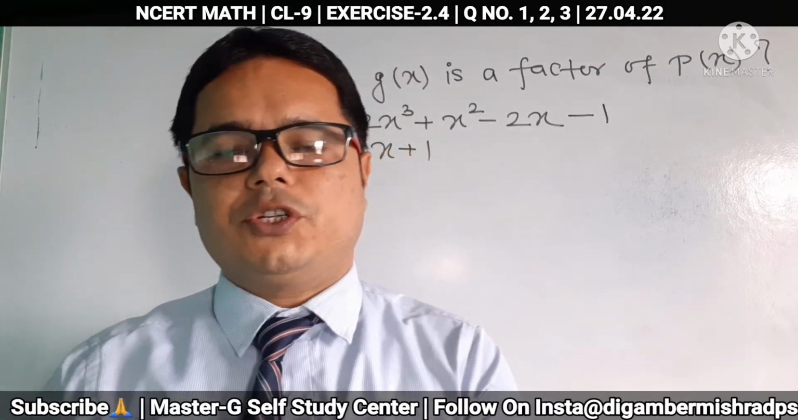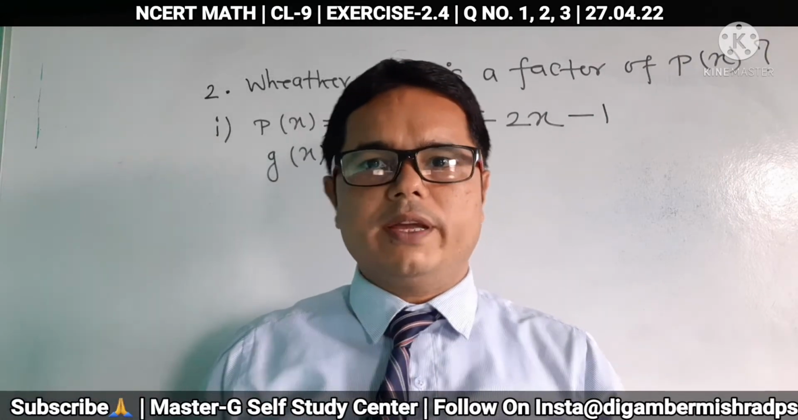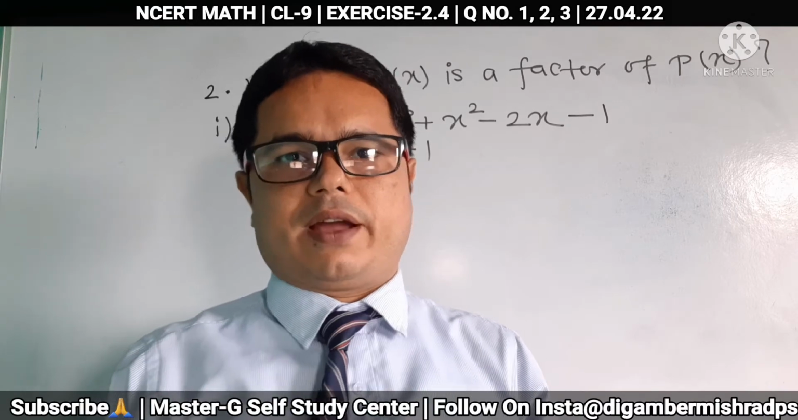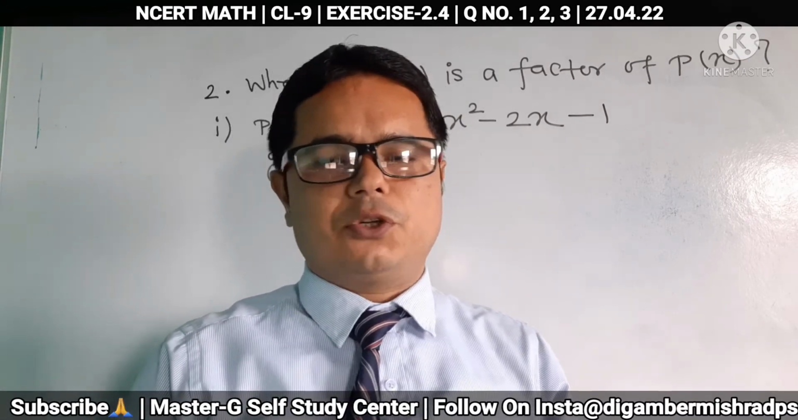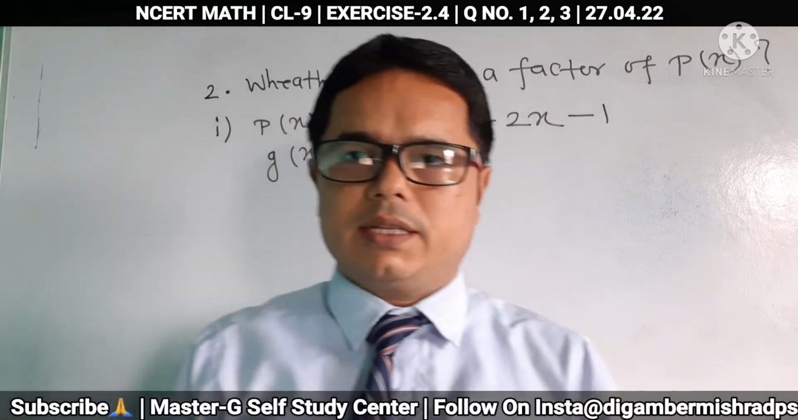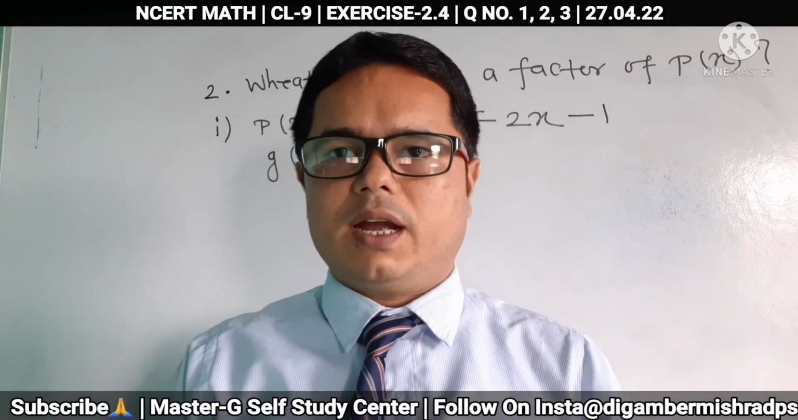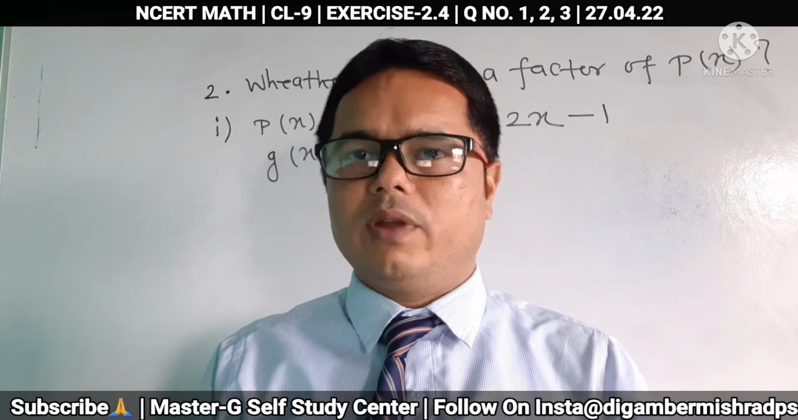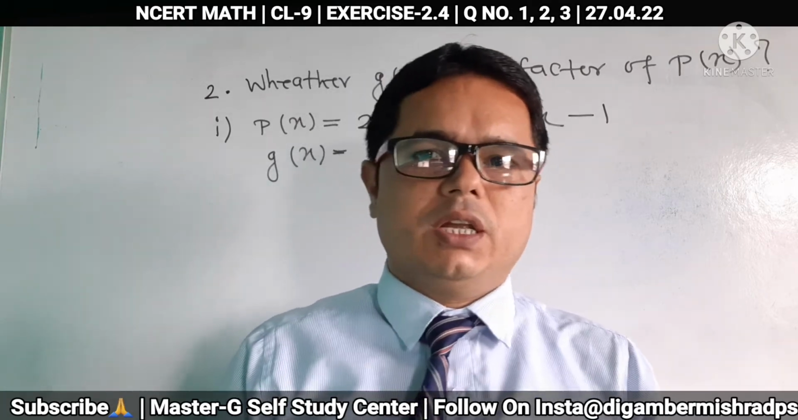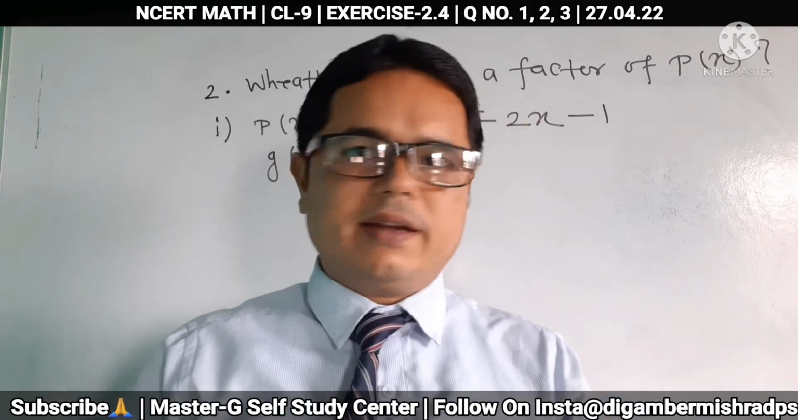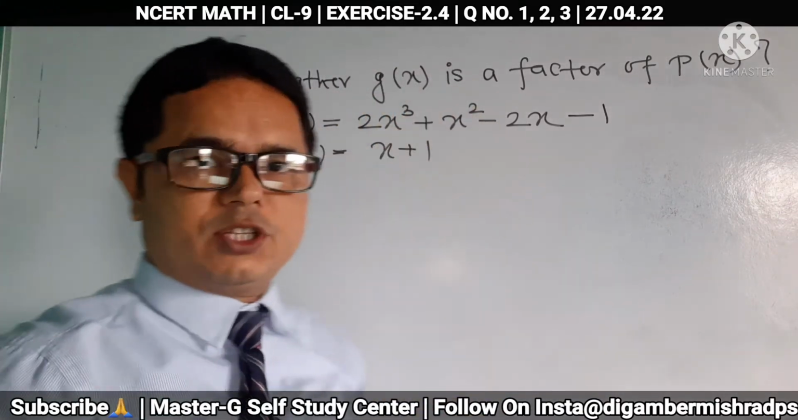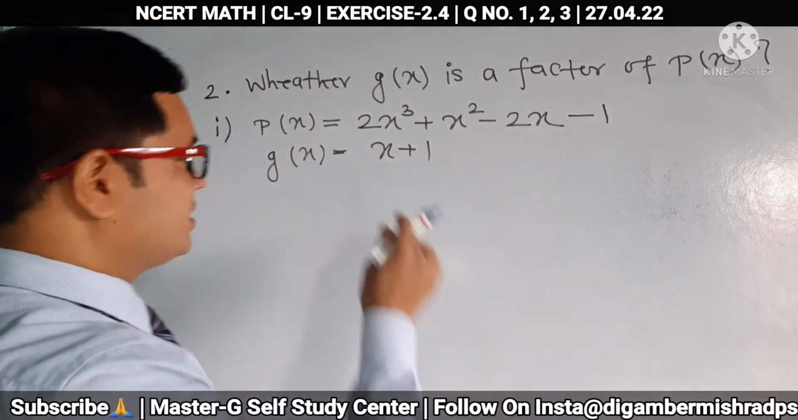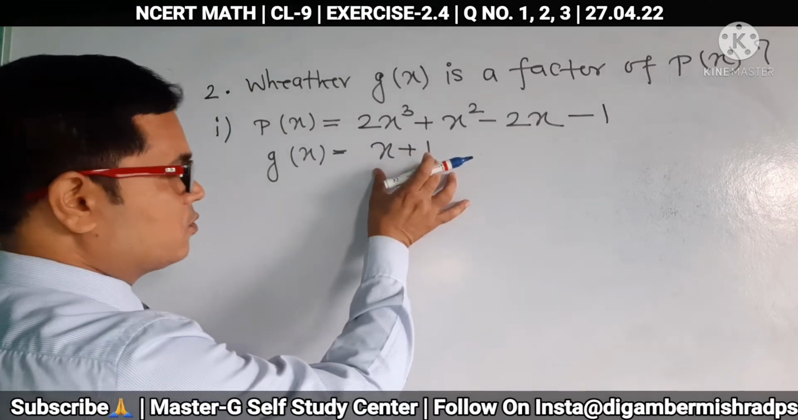In the next question, question number 2, we are going to check whether g(x) is a factor of p(x) or not. This is almost the same as question number 1, but there g(x) was fixed as x plus 1, and here both will be changed in every question. So using the remainder and the factor theorem, we are going to check whether this is a factor of this or not. In this case, our divisor is x plus 1.